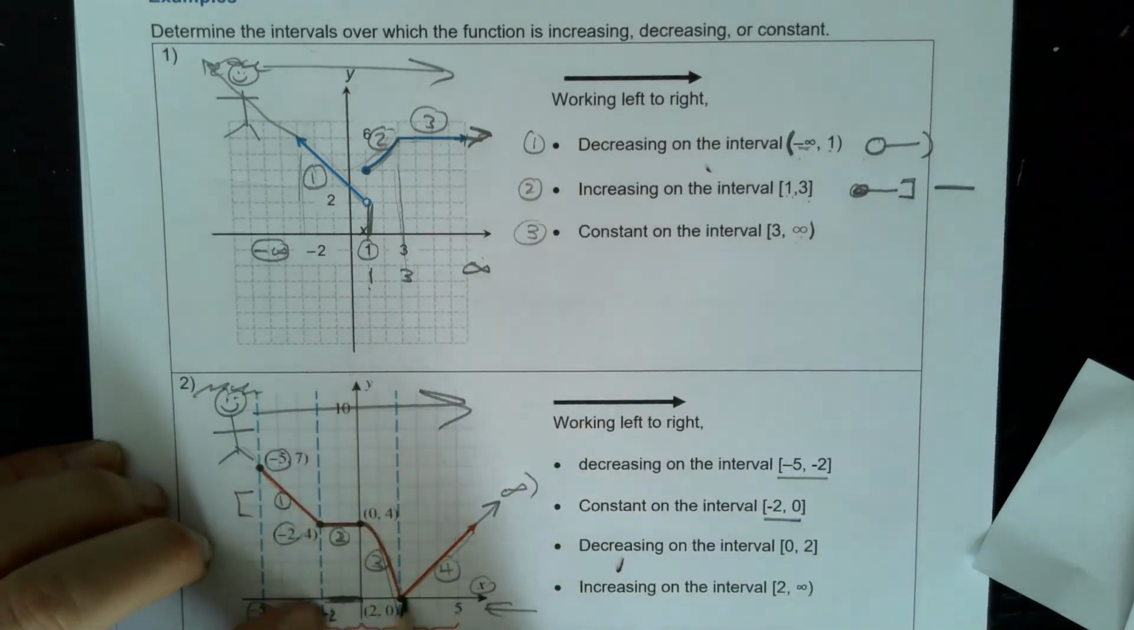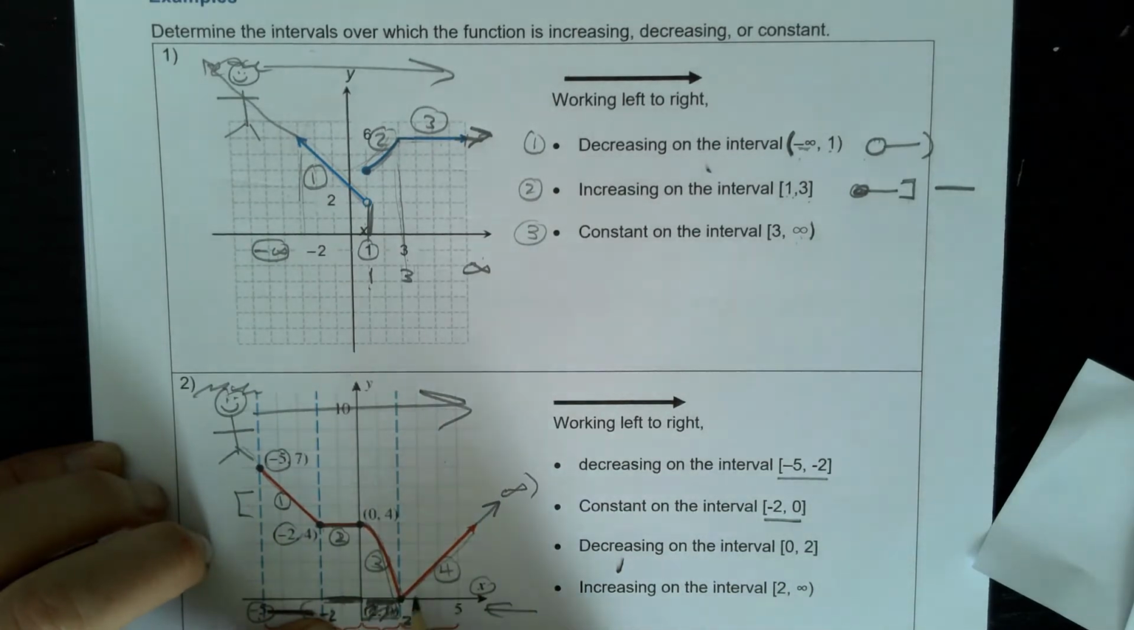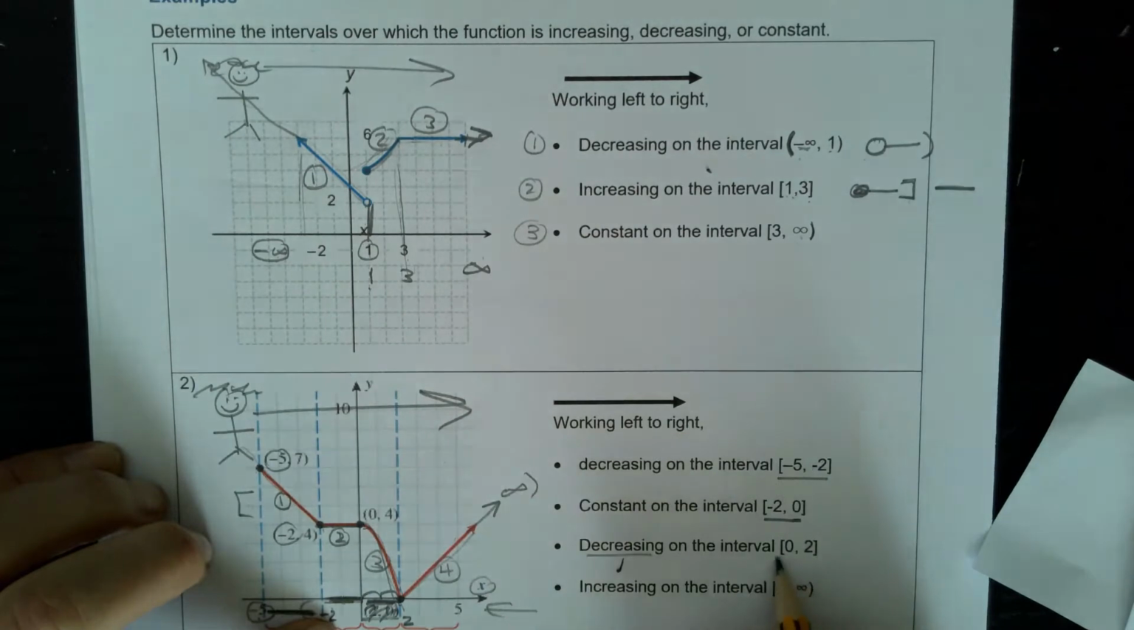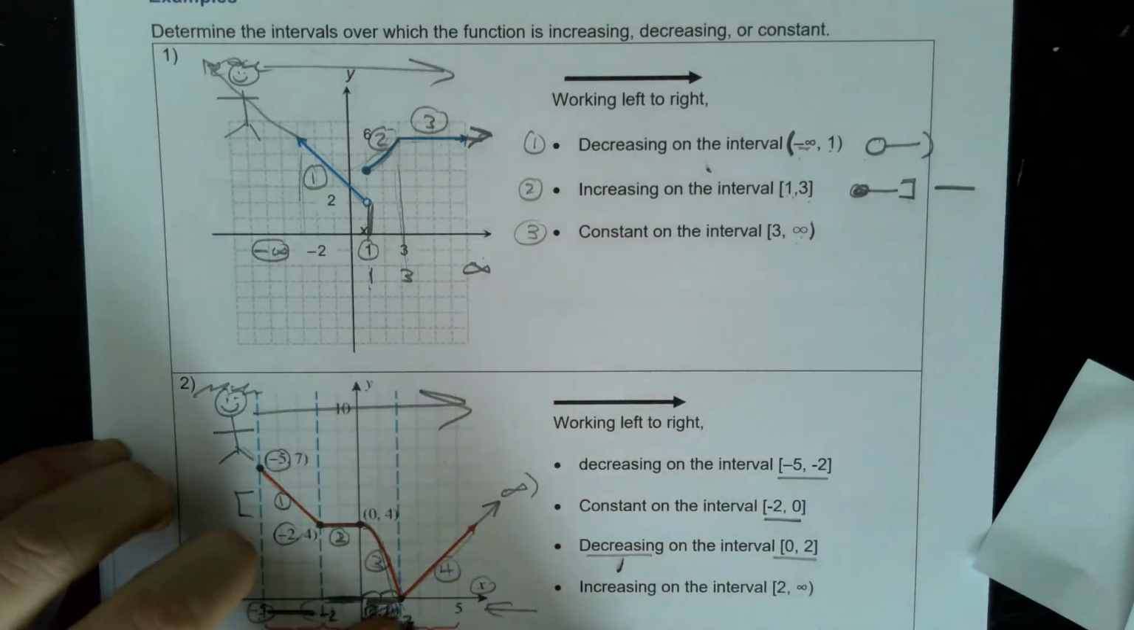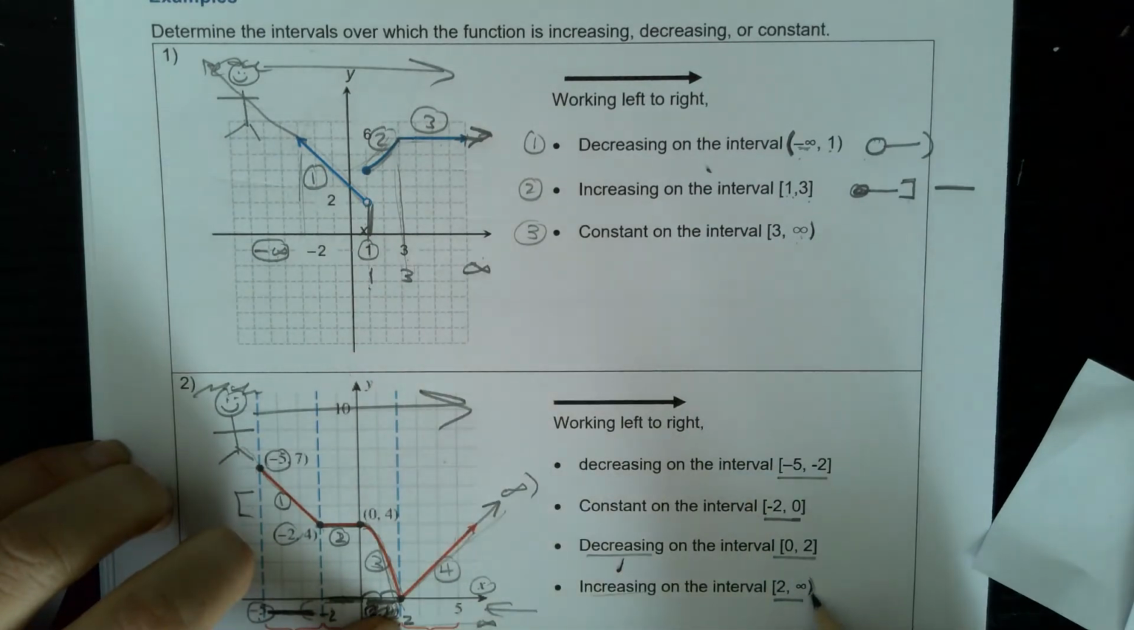Now from here to here, from 0 to 2, don't look at those numbers. 1, 2. So 0 to 2, it's decreasing again. And then from 2 to infinity, it's increasing. And remember, infinity has to have a round bracket. Okay, so let's do a few examples.